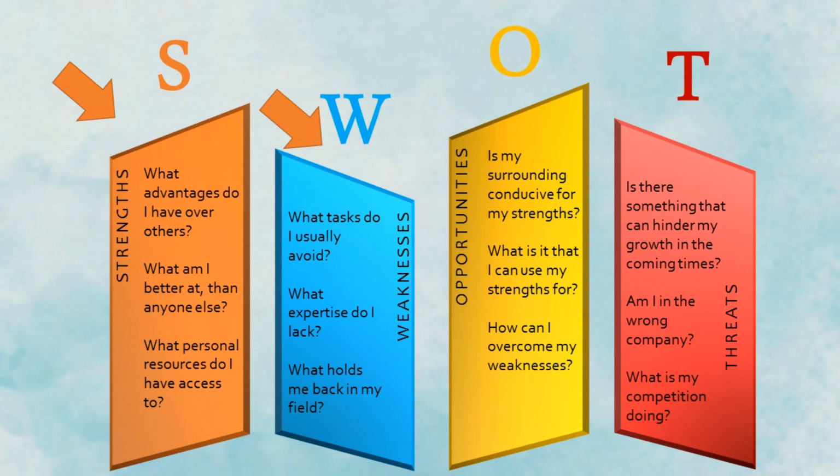Then opportunities, let's understand. So what are the questions? Is my surrounding conducive for my strength? That's important. Is it an opportunity? Then, what is it that I can use my strengths for? That's where the correlation of the strength comes to the opportunity, right? So if you realize it, then you'll have the answer to the opportunity. And how can I overcome my weaknesses? That's another question. That will also have an opportunity in the answer.